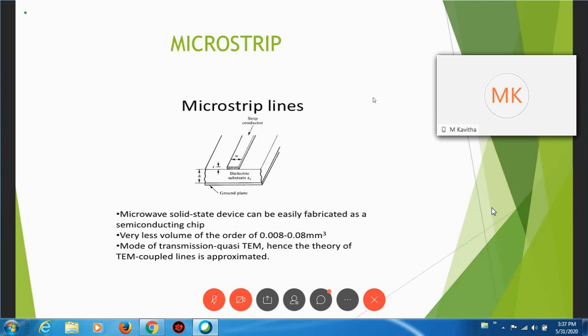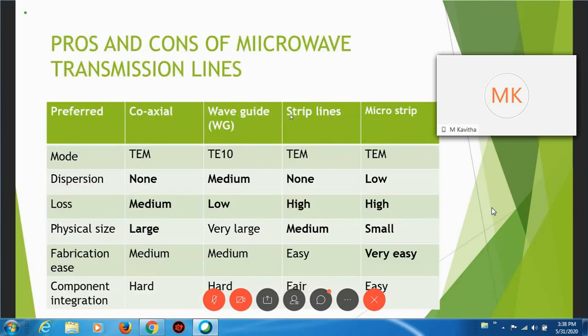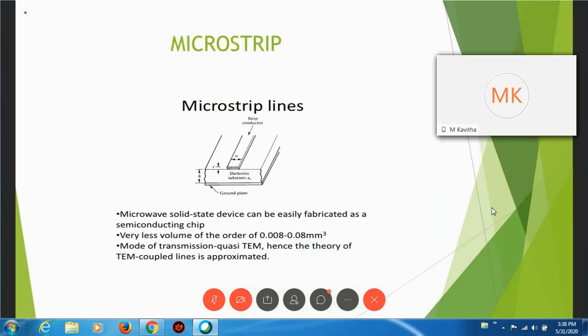Quasi-TEM mode is nothing but the TEM mode, but it has additional longitudinal components of the electric field and the magnetic field. So how does it happen? In microstrips, we have the metal conductor on the surface above the ground plane. When the electromagnetic wave travels through the microstrip, it has to travel in the dielectric substrate as well as the air.